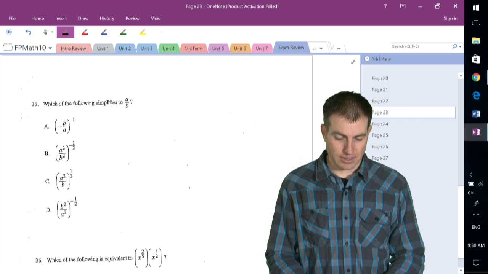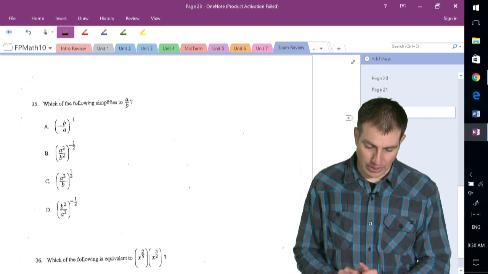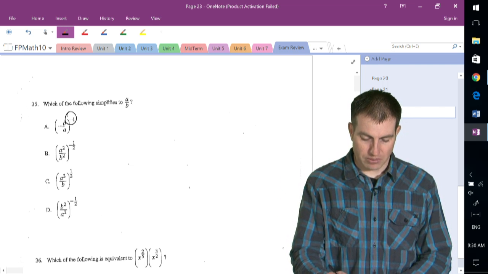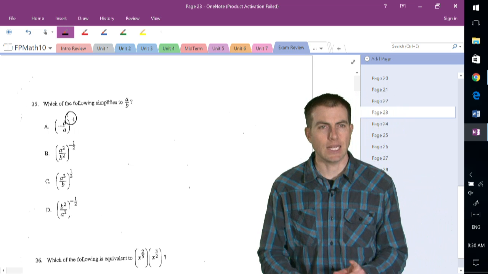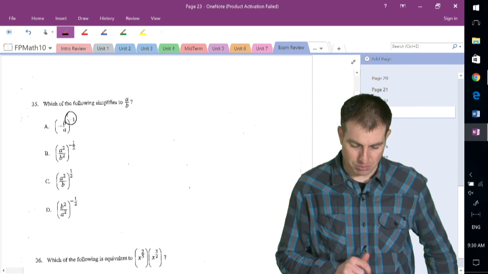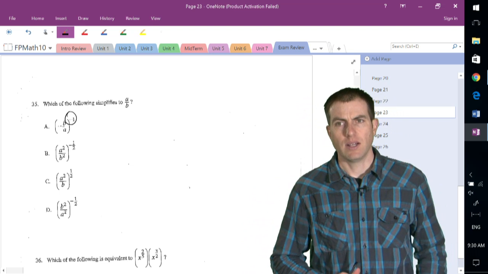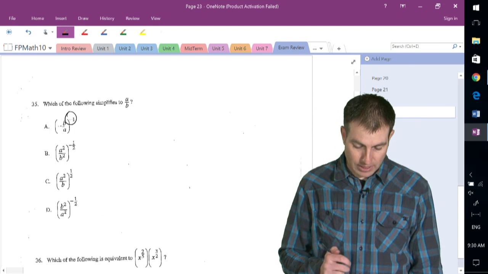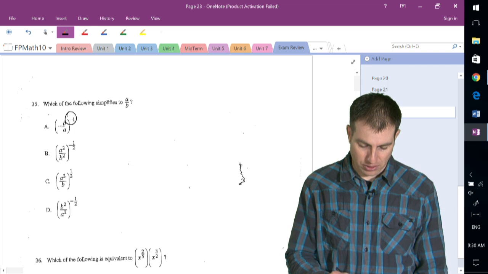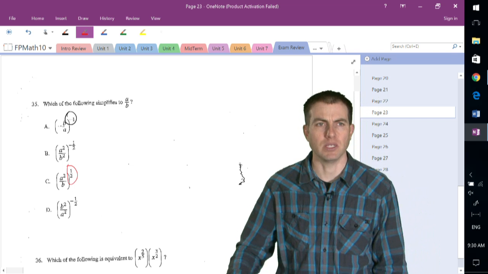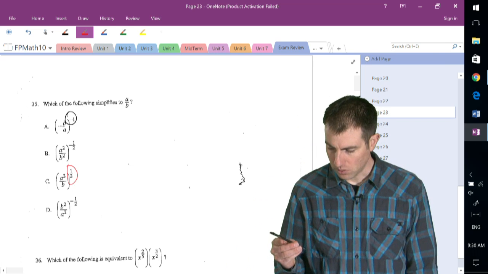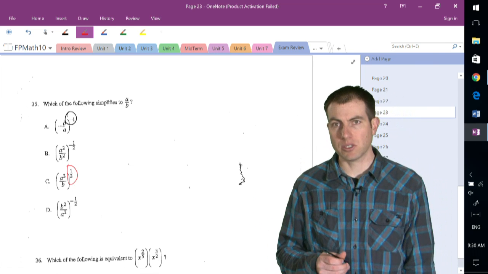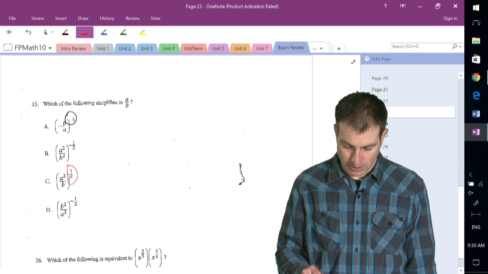All right, does anybody remember what a negative exponent means? What does that look like? What happens if we have a negative exponent? What do we do to our base? And then, does anybody remember what a fractional exponent does? So if we're looking at something like a half, what's that going to mean for us? So we have kind of two major exponent laws we're dealing with here.